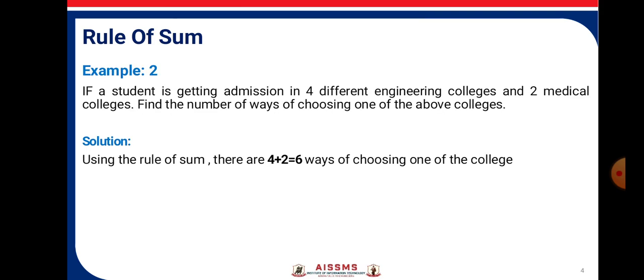Consider another example. If a student is getting admission in 4 different engineering colleges and 2 medical colleges, find the number of ways of choosing one of the above colleges. So, by using the rule of sum, there are 4 plus 2, that is 6 ways of choosing one of the colleges.